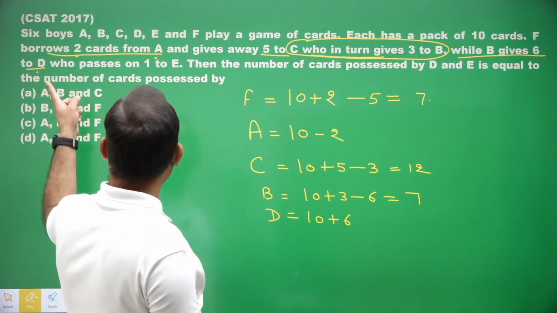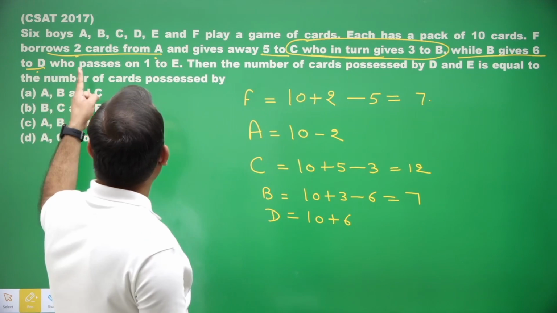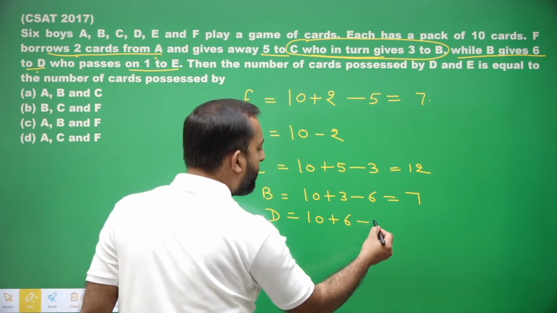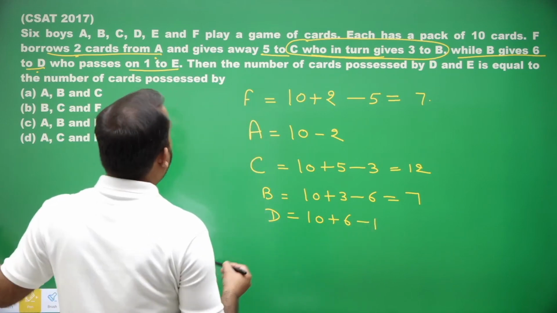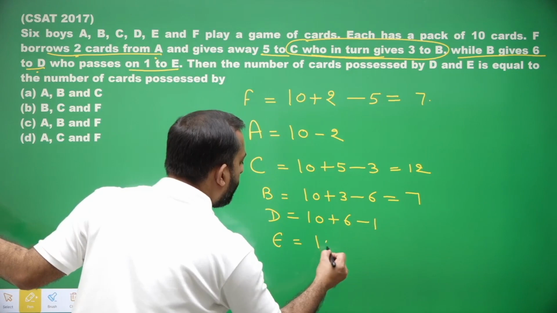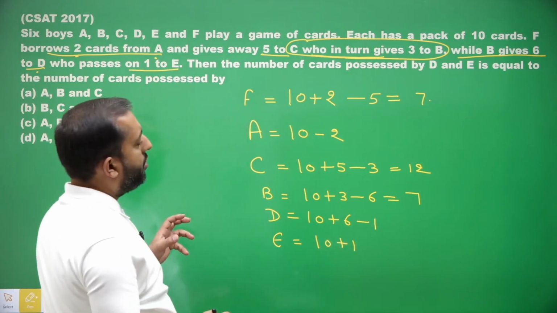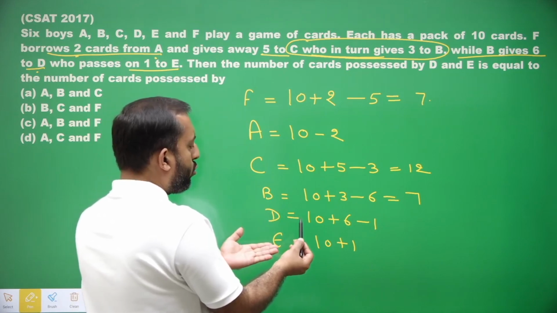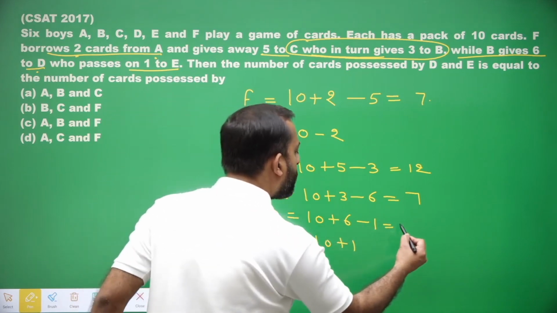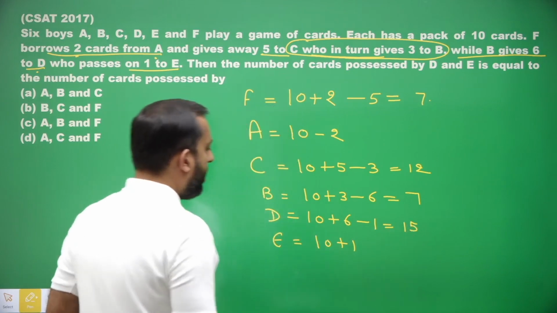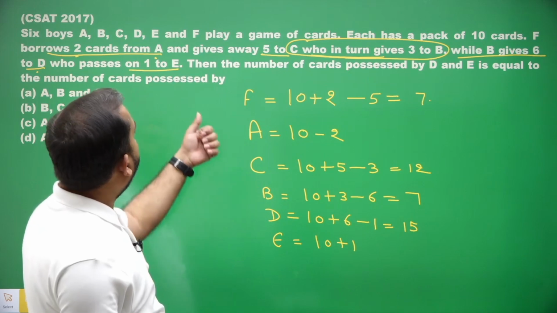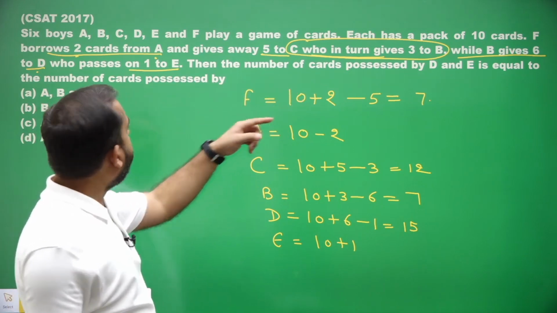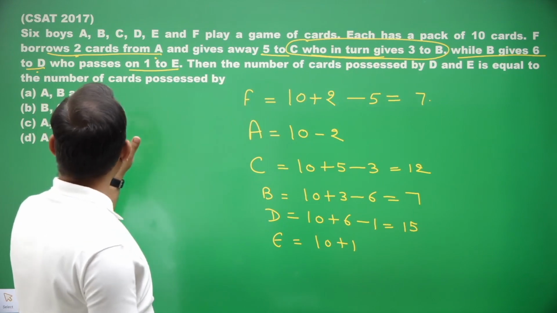Now let's talk about D. Now D passes 1 card to E. So from the share of D, subtract 1 and give that 1 to E. Okay. So the whole game of D is also closed. So 10 plus 6 minus 1 is what? It is 15. Let's talk about A and E now.